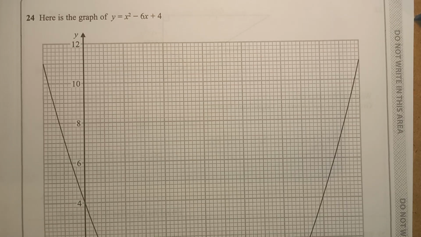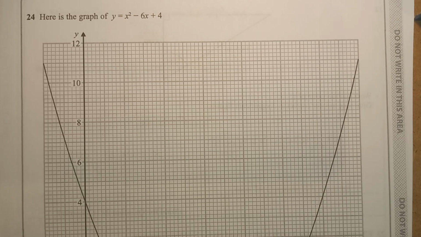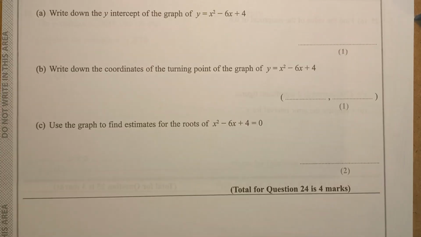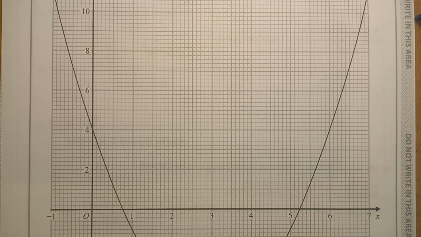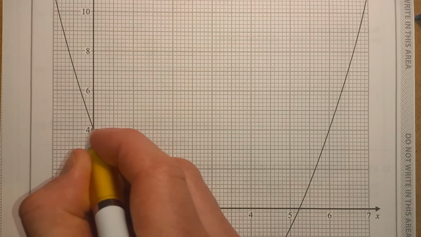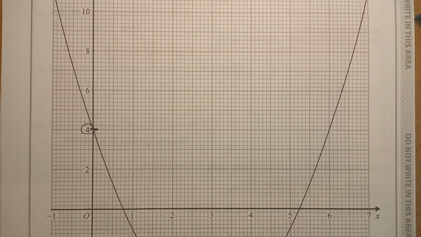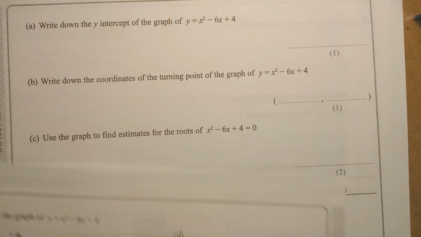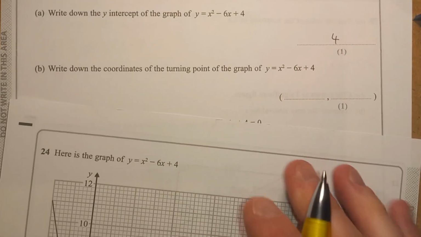Okay, question 24. Here is the graph of y equals x squared minus 6x plus 4. Now we've got a few questions for this. Write down the y-intercept of the graph y equals x squared minus 6x plus 4. So the y-intercept just means where does it cross the y-axis? Well, it's here at 4. So that's a nice straightforward one.